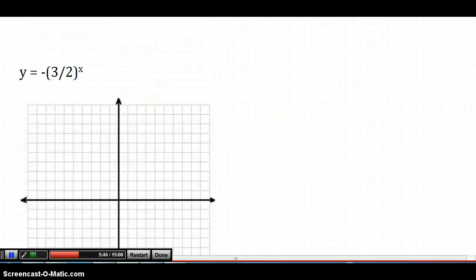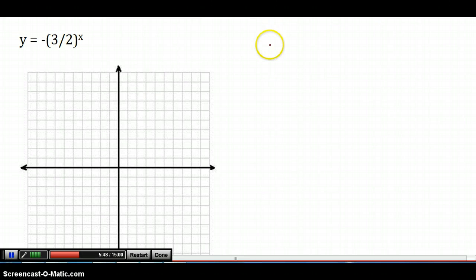So let's look at one that's going in the other direction. Again, I want you to plug in 0 and 1. We plug in 0. Now be careful with your order of operations. This negative is outside the parenthesis, so you have 3 halves to the power of 0, which is just 1. So your answer is going to be -1. So your first point is (0, -1).